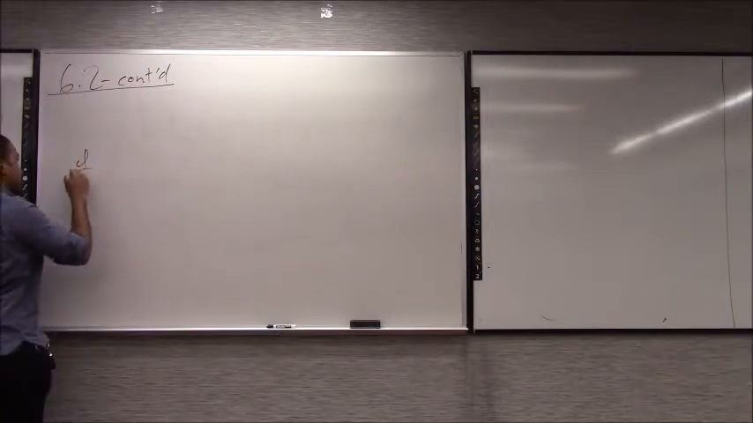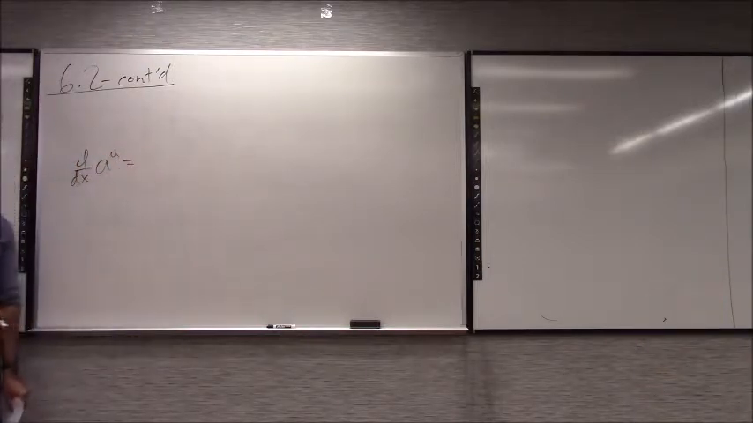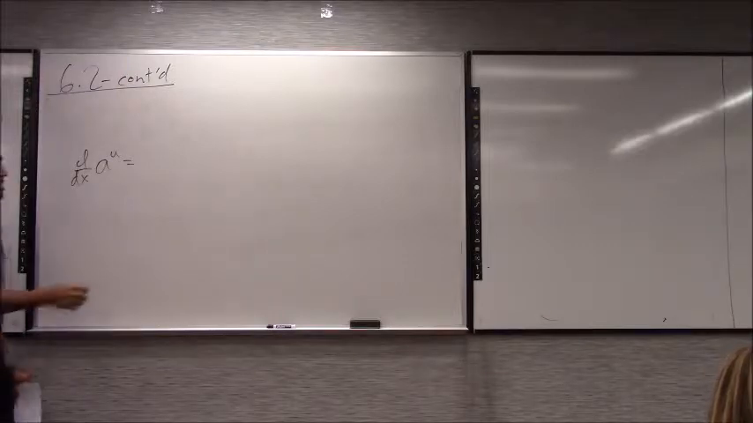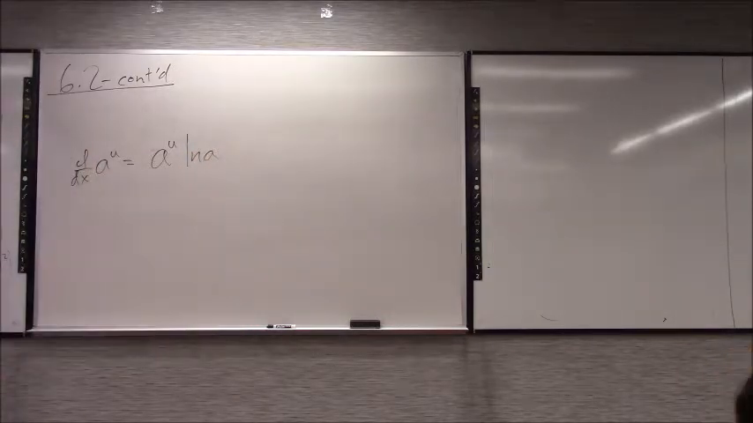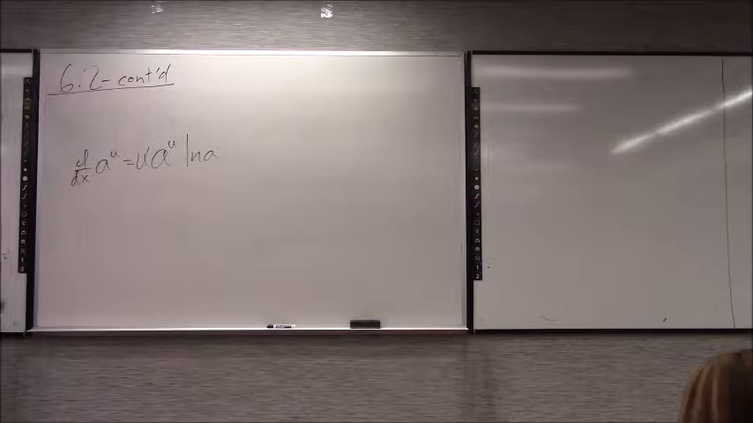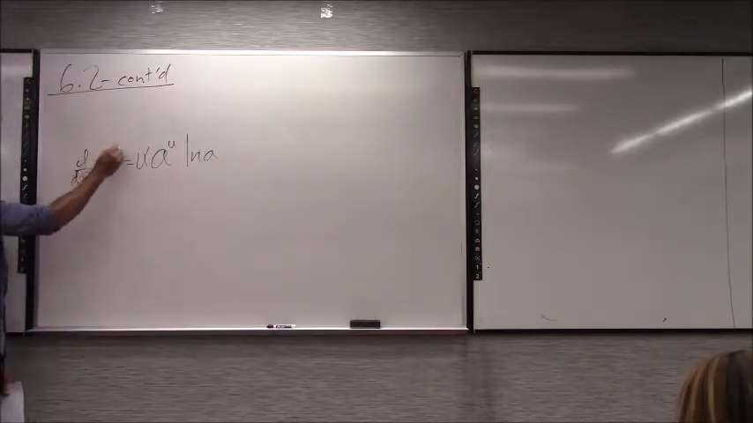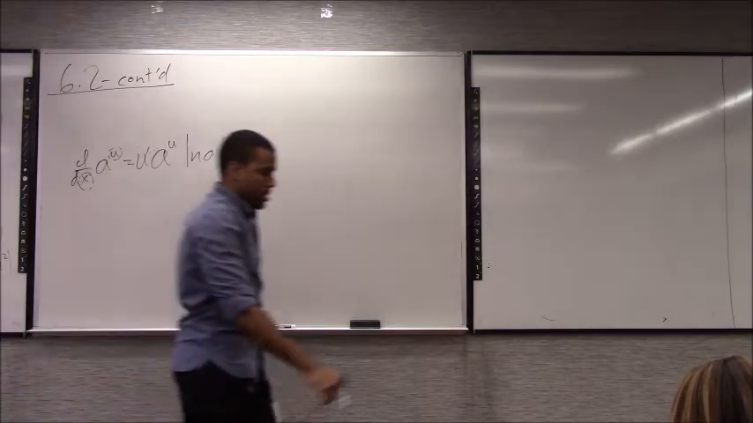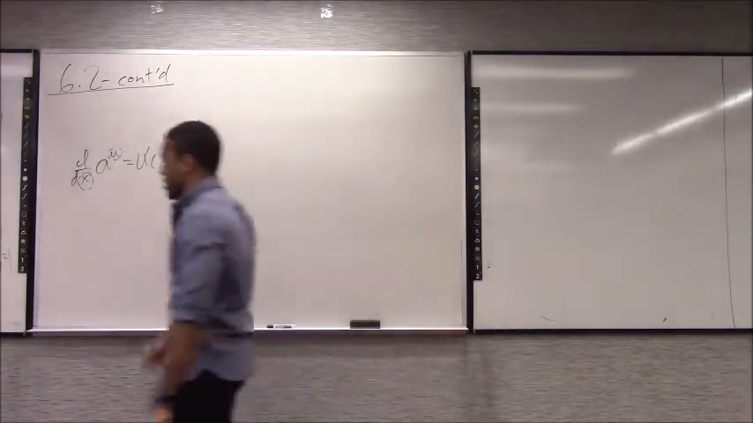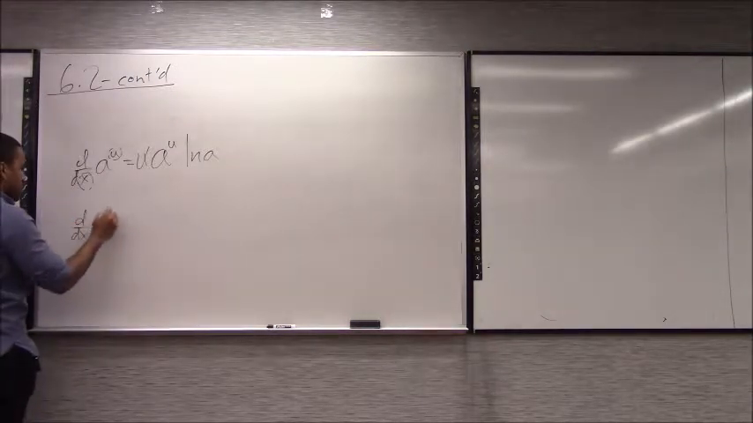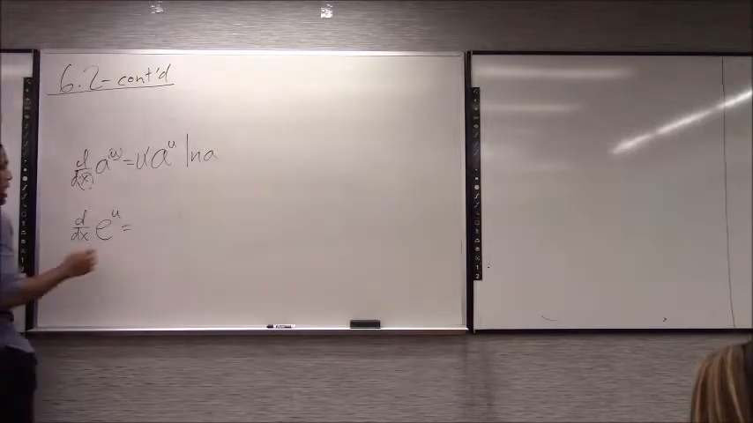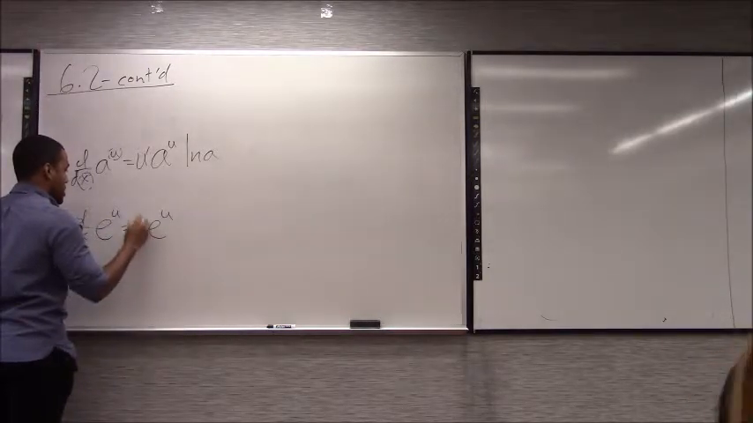Okay, quick, what's this? A to U times U prime. How do you know you have to put a U prime? Yeah? It's derived with respect to x, not u. So u is something other than x, so you have to multiply by its derivative. That's the chain rule. Right? You think of u as some function of x. Okay? And what's the derivative of e to the u? u prime e to the u.